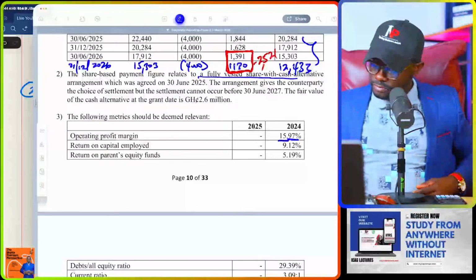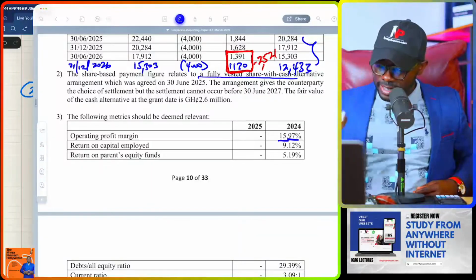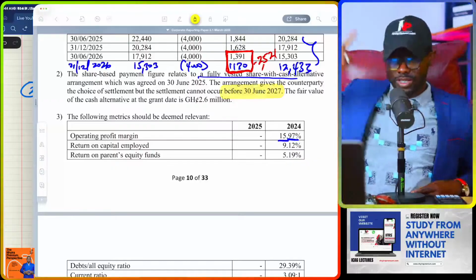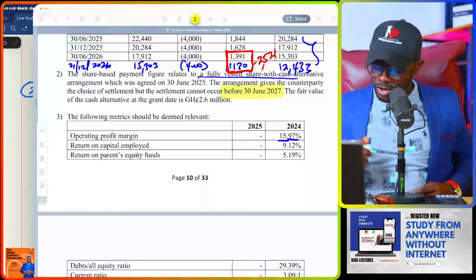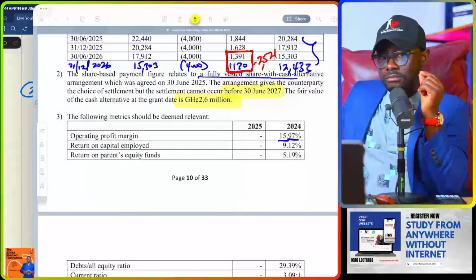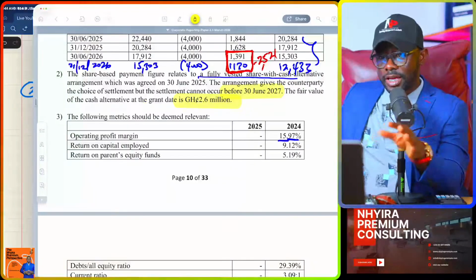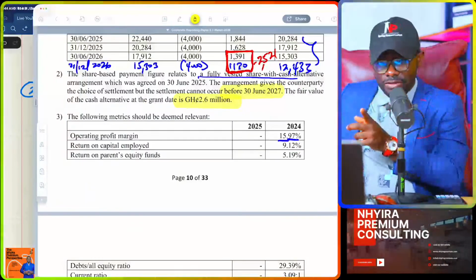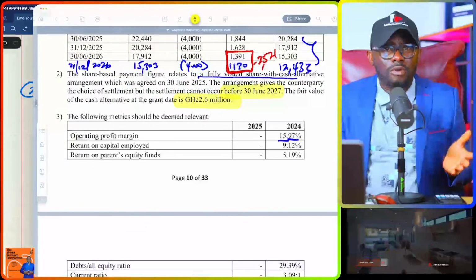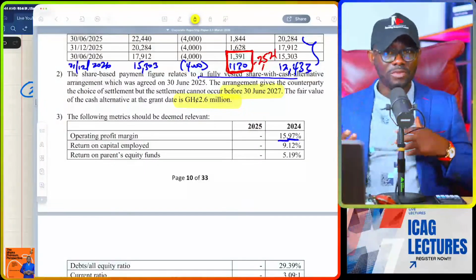Stay with me carefully. The arrangement gives the counterparty the choice of settlement, but the settlement cannot occur before 30th June 2027. The fair value of the cash alternative at the grant date is 2.6 million. What is this? If the counterparty has a choice of the settlement, this is a compound financial instrument, which in accordance with IAS 32 must be split between debt and equity.